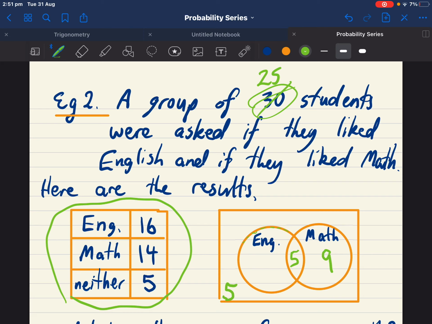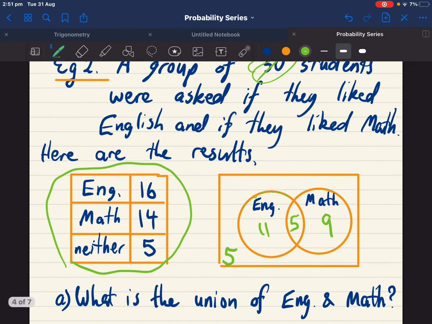There were 16 students or elements that belonged in the English set. We've already got 5 of them placed. They were in the intersection part or the overlap. That means we've got 11 that are left over here. That's how you complete a Venn diagram.